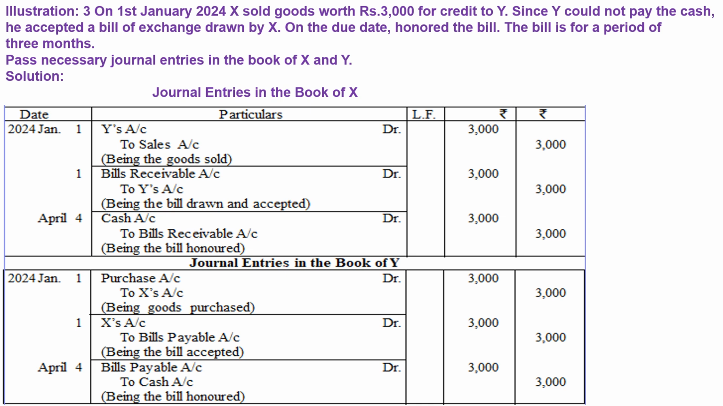Illustration 3. On the 1st of January 2024, X sold goods worth 3,000 rupees on credit to Y. Since Y could not pay the cash immediately, he accepted a bill of exchange drawn by X. On the due date, he honored the bill. The bill is for a period of 3 months. Pass necessary journal entries in the books of X and Y. Solution is presented here.